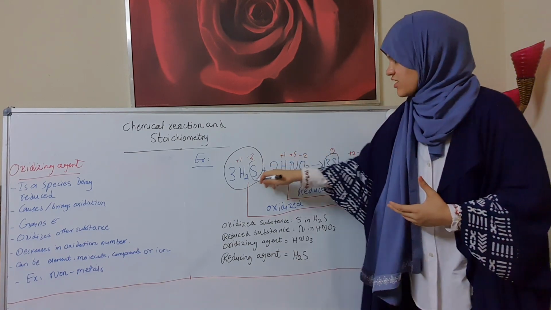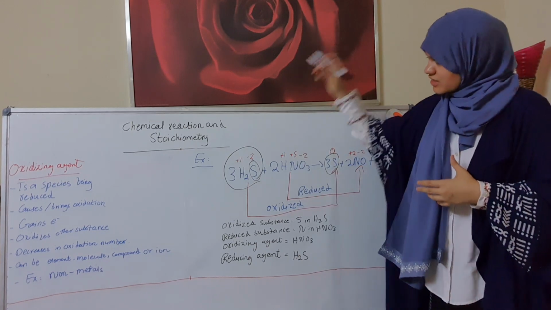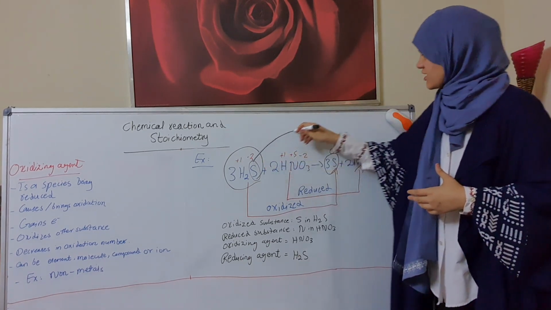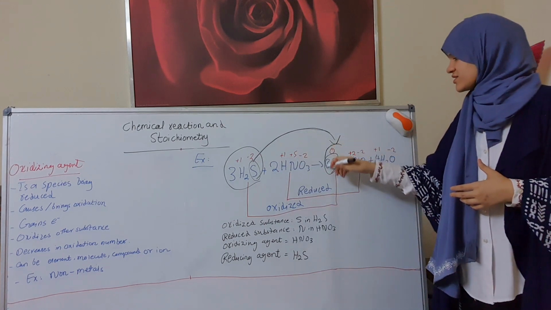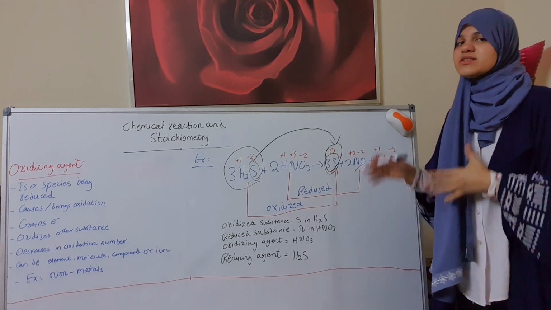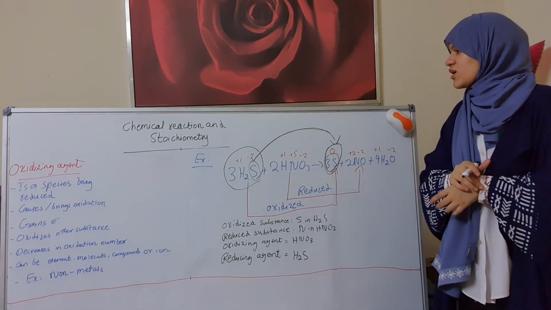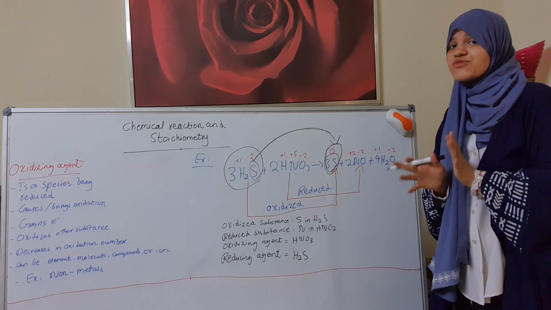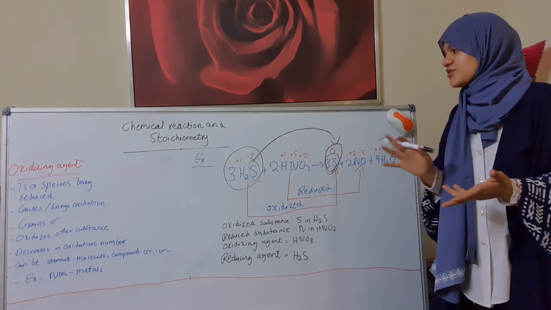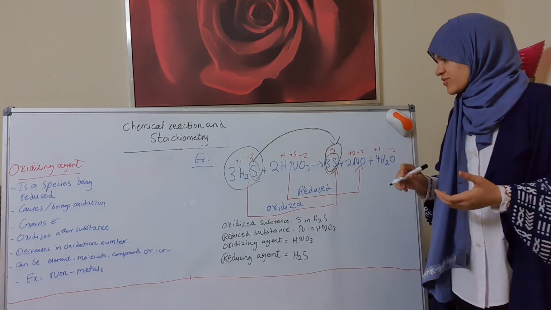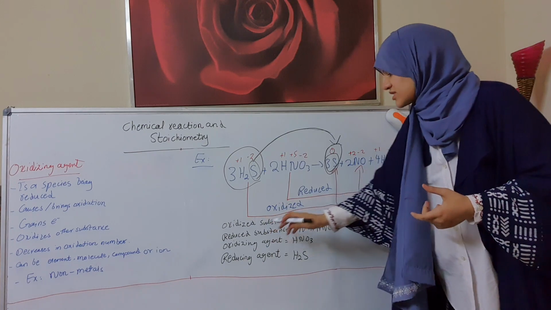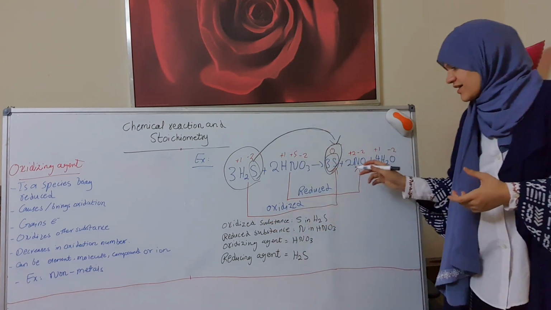This one is the oxidized substance, which is sulfur. Why? Because here it was -2, but in the product it is 0. So this one is the oxidized substance, because there is the removal of hydrogen. Don't forget this one. Now what we have here, oxidizing agent. I mean the reduced substance. Which one here is the reduced substance?